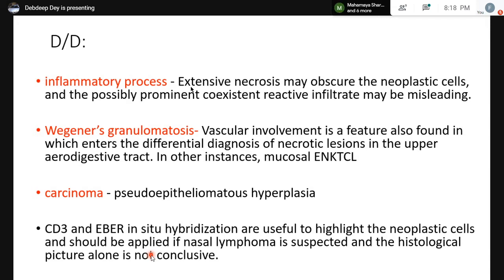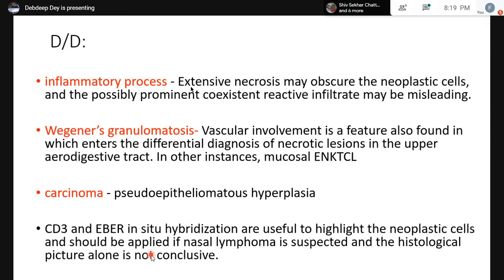Wegener's granulomatosis. Vascular involvement is a feature which can be seen in both extranodal NK/T-cell lymphoma and Wegener's granulomatosis, and it also happens in the upper aerodigestive tract. Therefore, you have to be very careful about Wegener's granulomatosis.